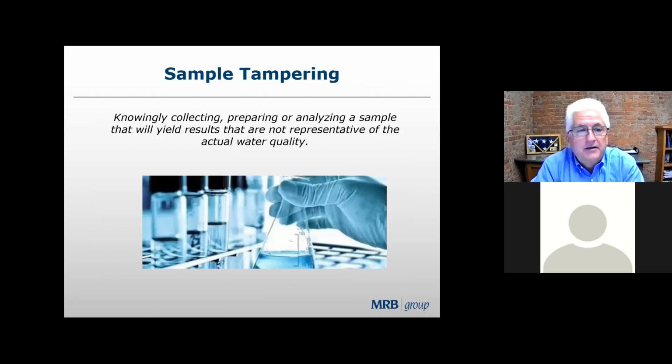Sample tampering. Knowingly collecting, preparing, or analyzing a sample that will yield results that are not representative of actual water quality. So you can't selectively sample to make it look better for yourself or for your plant.